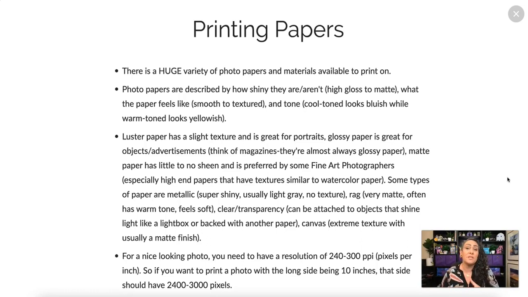Now, in general, photo papers are described by how shiny they are or are not. An example of a shiny paper would be like gloss, high gloss, metallic, while other papers, usually art papers or matte papers, have pretty much no shine to them at all, no gloss or anything like that. They're also described by what they feel like, whether they're smooth or textured, and their tone, kind of like how we talked about with white balance, where you have yellow to blue tones. The same goes with papers. There's cool toned or bluish toned paper, and there's also warm toned or yellowish toned paper.